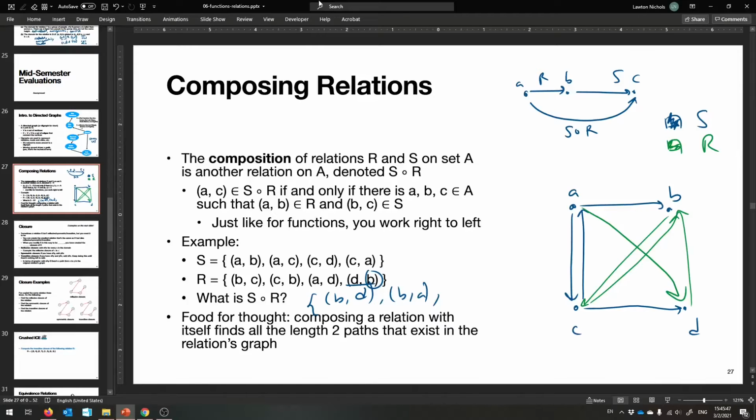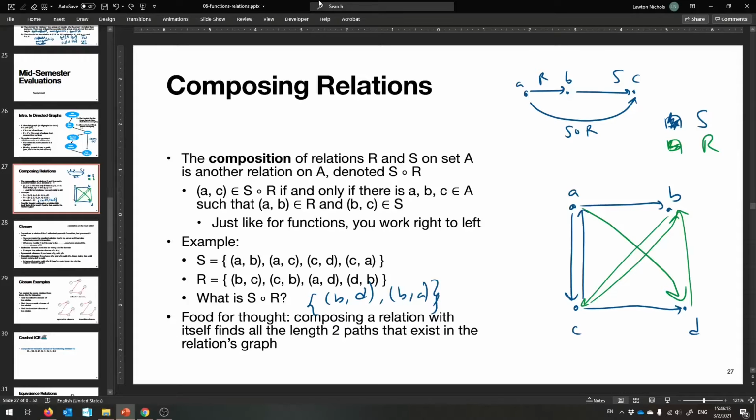DB. So we have to find something in S that starts with B. Darn. Again, nothing starts with B. So it looks like the composition is only BD and BA, and we can confirm that. It's follow a green thing, follow a blue thing. Well, this green thing has no blue things to follow after it. This green thing, you could go straight here. That makes sense. So that's our BD.